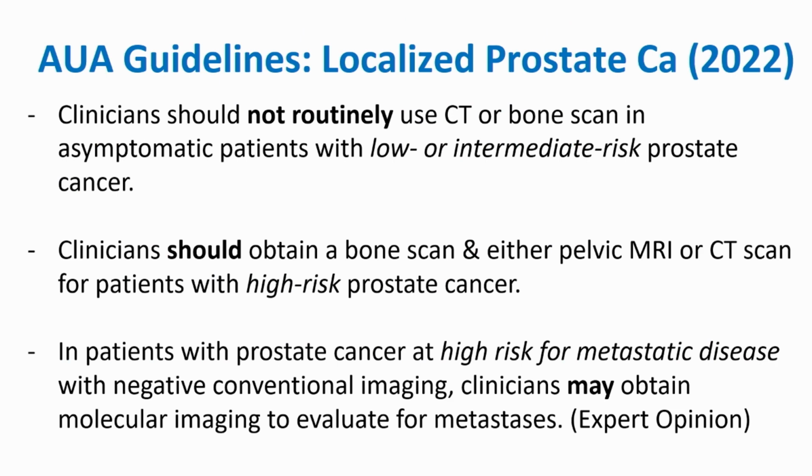So we'll transition to the AUA guidelines, which were just released a few weeks ago. For localized prostate cancer, clinicians should not routinely use CT or bone scan in asymptomatic patients with low or intermediate risk prostate cancer. They should obtain a bone scan and either pelvic MRI or CT scan for patients with high risk prostate cancer. And in patients with prostate cancer at high risk for metastatic disease with negative conventional imaging, clinicians may obtain molecular imaging to evaluate for metastases.